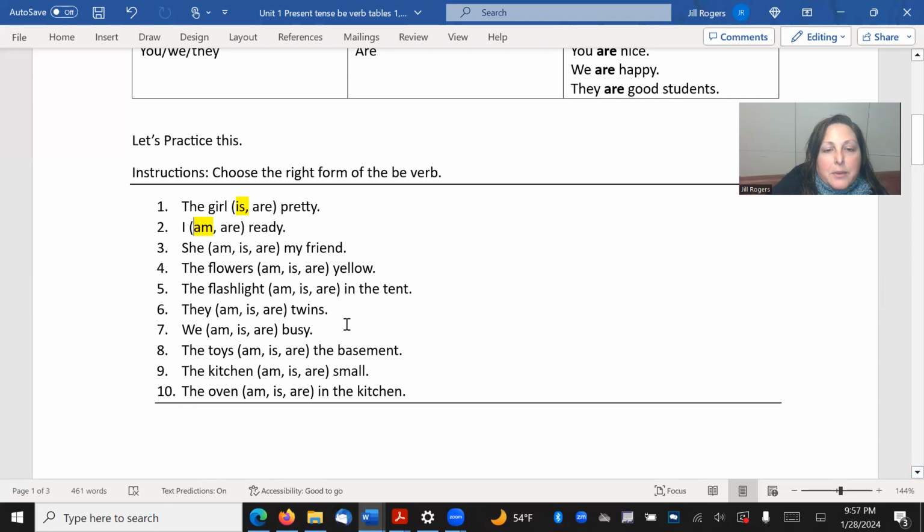The toys am the bit, oops, there's a mistake here. Sorry about that, I'll fix that. The toys am in the basement. The toys is in the basement. The toys are in the basement. So you ask yourself, is this singular or plural?